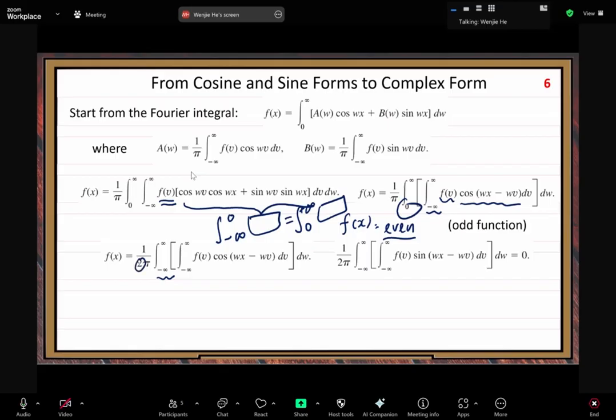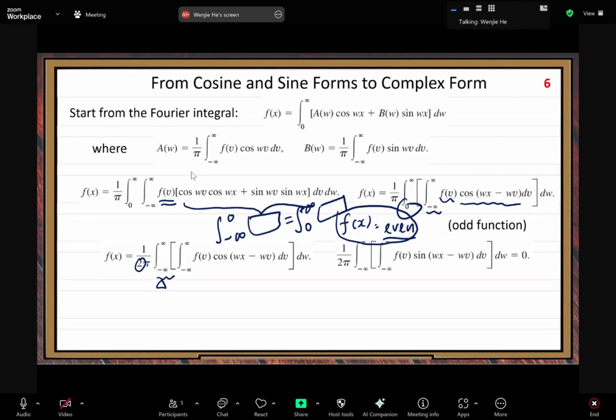That's why for f(x) we can write this version, 1 over 2 pi, but we can extend the outer integral from negative infinity to positive infinity. Yeah, but that is true for this even function.